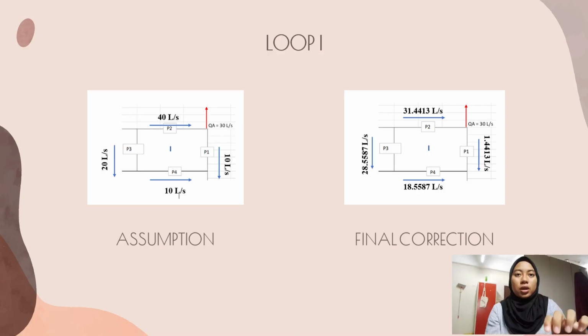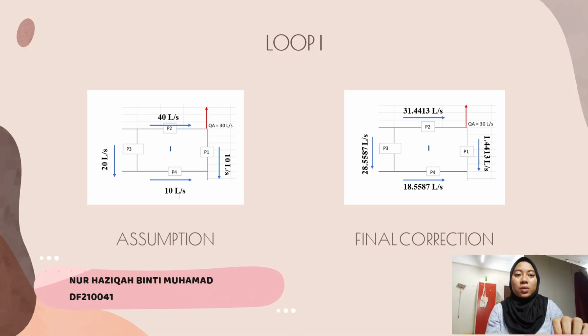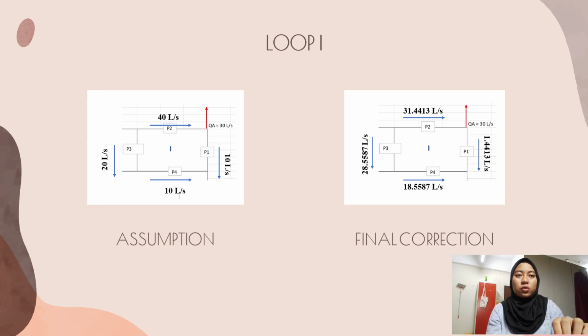Thank you. Hi, Assalamualaikum. My name is Nur Hazika binti Muhammad. My matric number is BF210401. Today I would like to present about the calculation for loop 1. In each loop, we need to calculate the value of K, H, H over Q, and lastly the delta Q using different formulas. In loop 1, we assume the flow rate for pipe 1 is 10 liters per second.